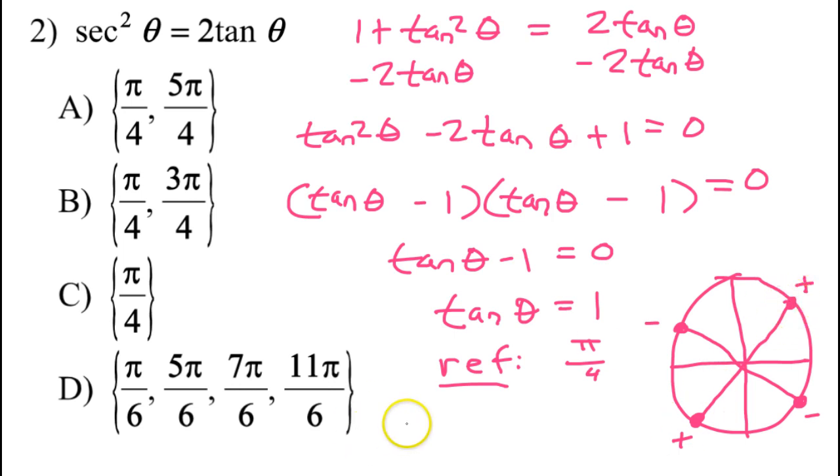So that first one is the reference angle itself, pi over 4. But then this one over here is 5 pi over 4. Alright, so that is it. Pi over 4 and 5 pi over 4. So the answer is A.